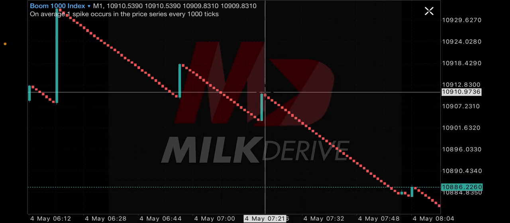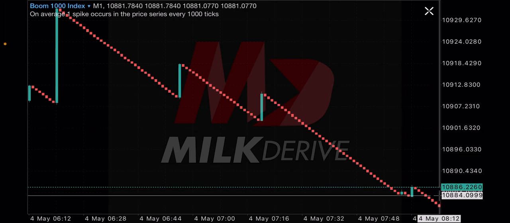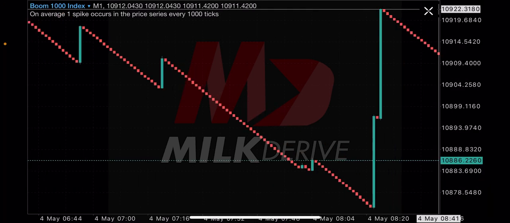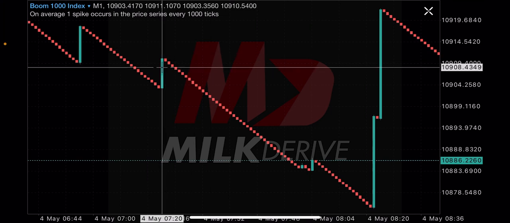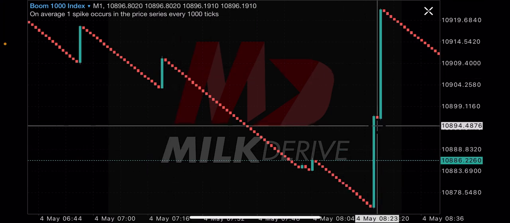Remember, I said earlier that the spike in boom index is a buy, while the spike in crash index is a sell.